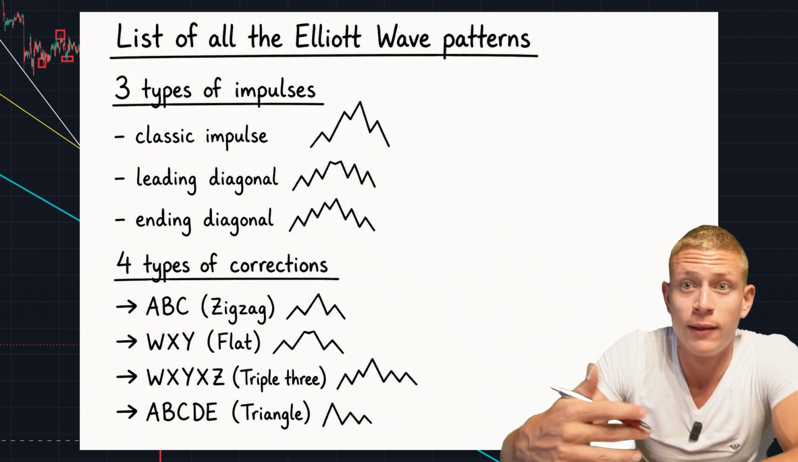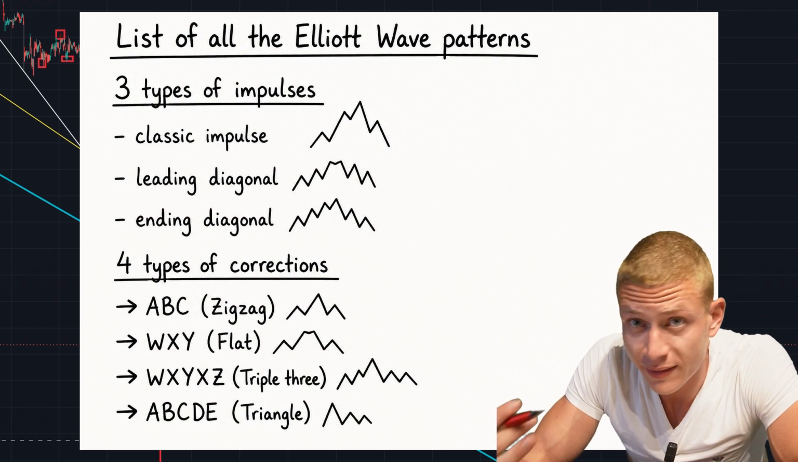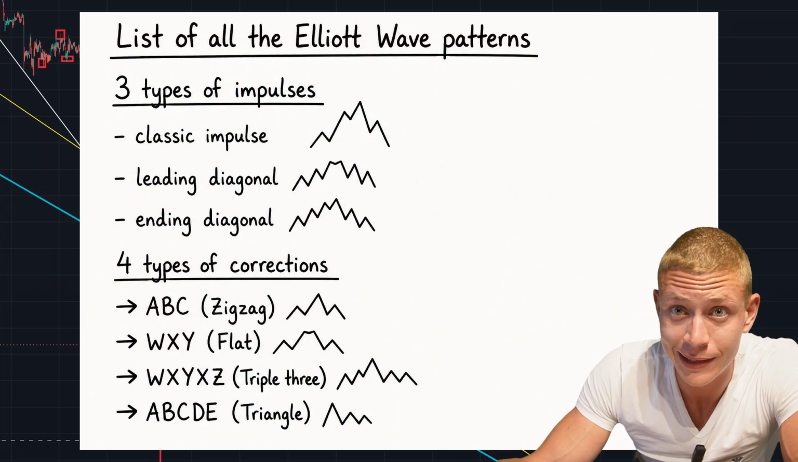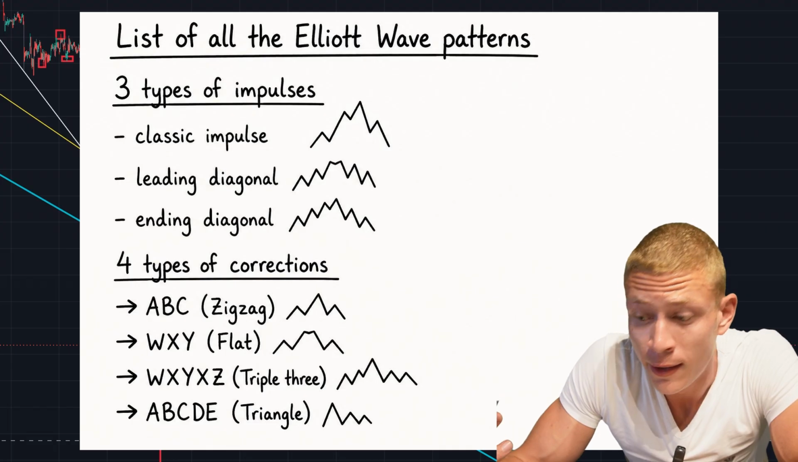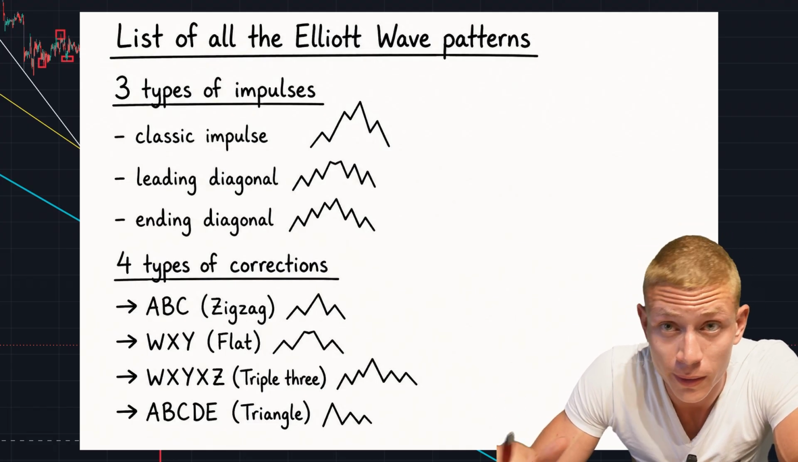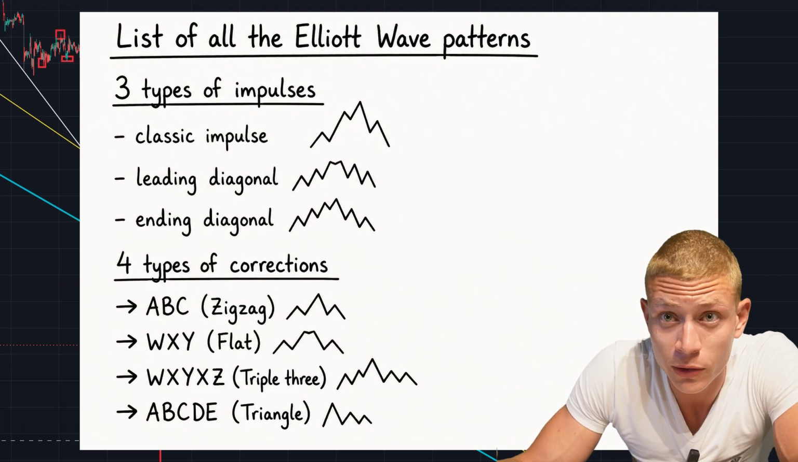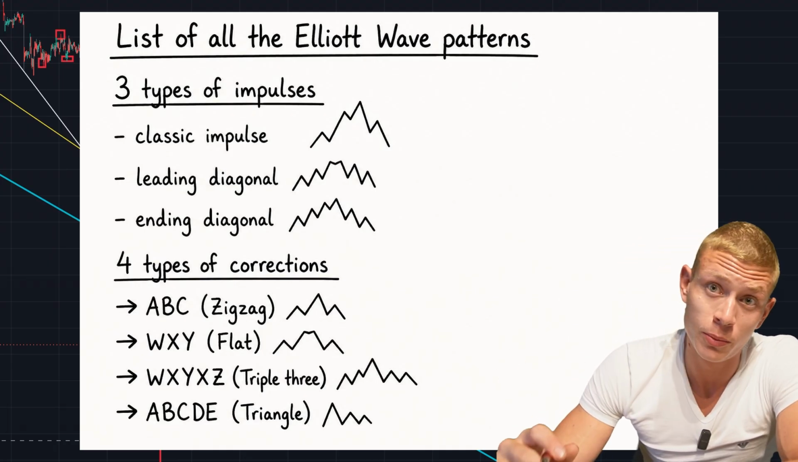I hope you understand that there are some stronger waves and some weaker waves. The stronger waves are called impulses, and they're going in the direction of the trend. The weaker waves are called corrections, and they're going against the trend. And there are overall 7 types of those impulses and corrections, which I will teach you to determine in tomorrow's and the day after tomorrow's video, guys.